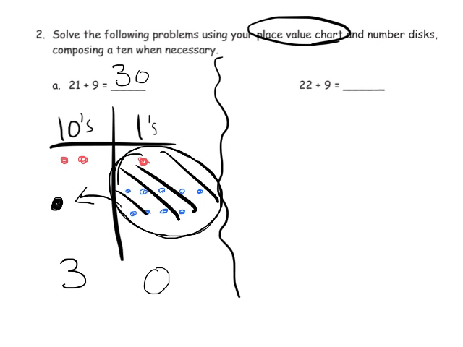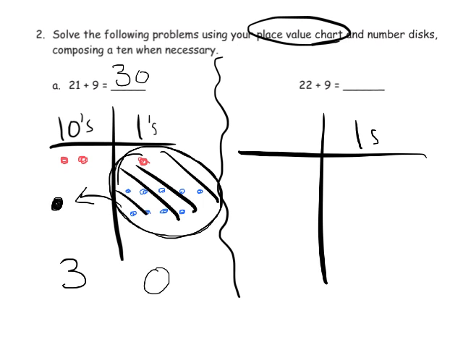Let's do 22 plus 9. Here's our place value chart, and we're going to model 22. 2 tens, 2 ones, and we're going to model 9. 1, 2, 3, 4, 5, 6, 7, 8, 9.